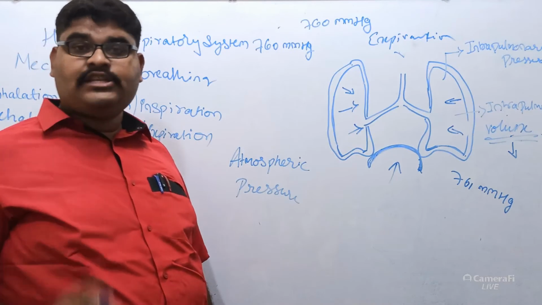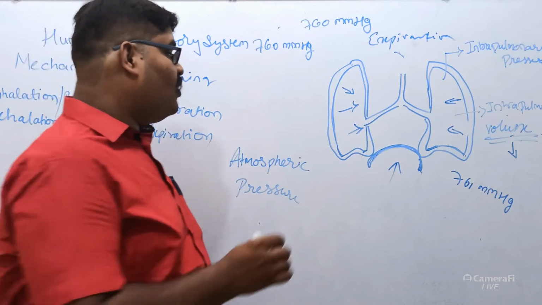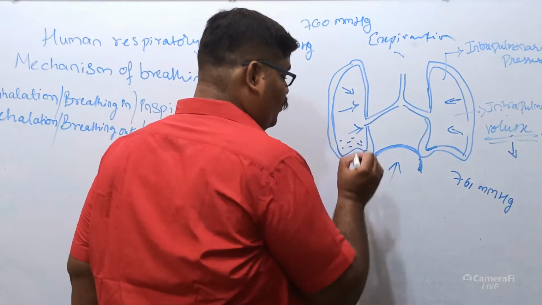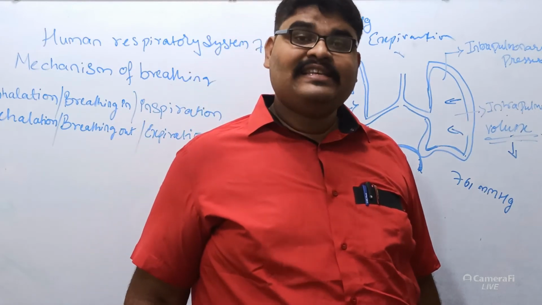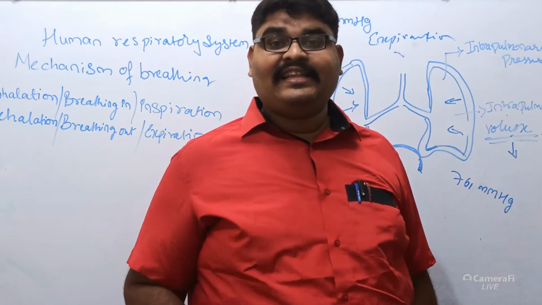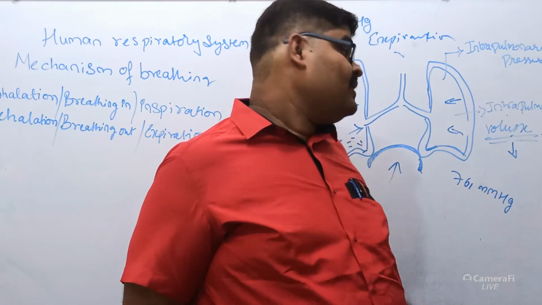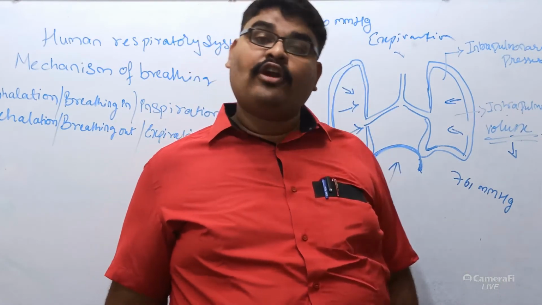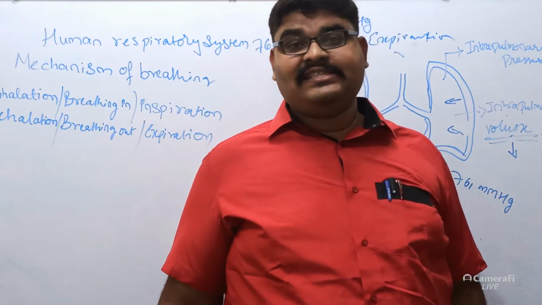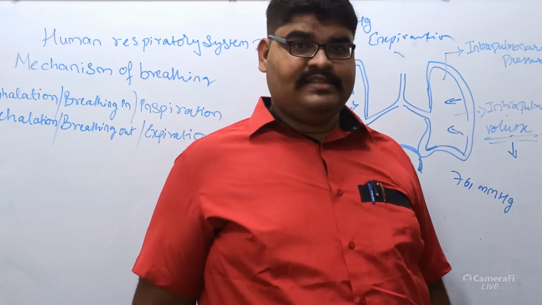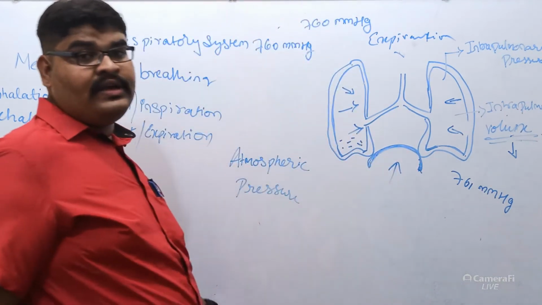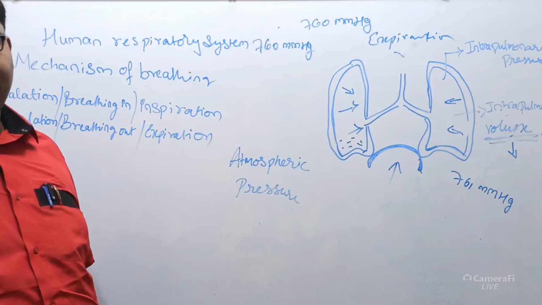After expiration also, some amount of oxygen is left out. That is called residual oxygen. To ensure that there is a continuous supply of oxygen, we have a little amount of oxygen left in the lungs. That is called the residual volume of oxygen. So this is about inspiration and expiration.